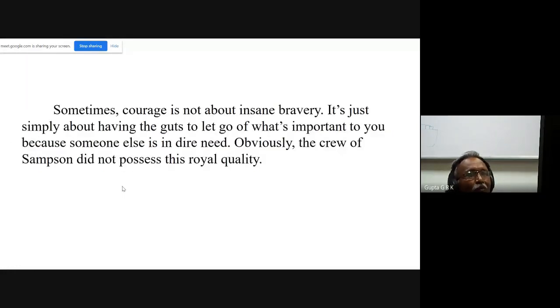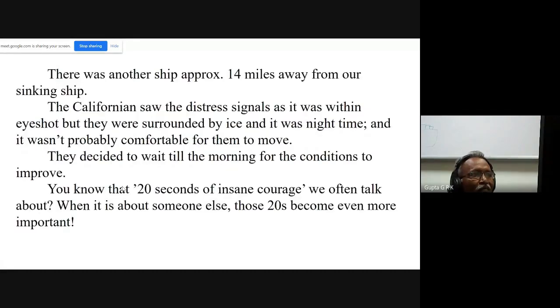Sometimes courage is not about insane bravery. It's simply about having the guts to let go of what's important to you because someone else is in dire need. Obviously, the crew of Samson did not possess this royal quality.